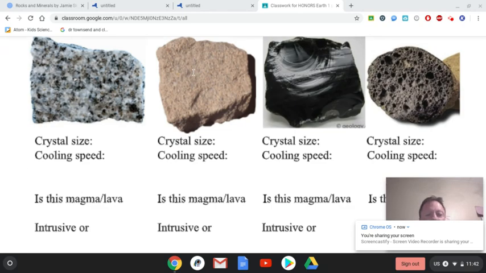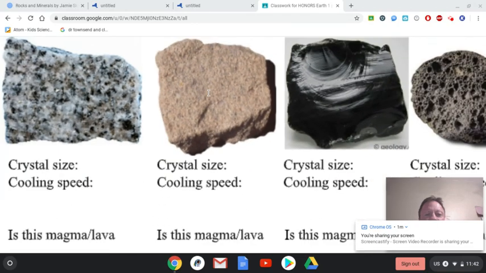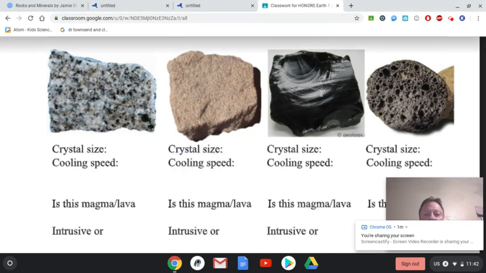This you can see is somewhat like grains of sand-like appearance. And if you have the grains of sand-like appearance, like crystals, those are small. So the cooling speed is what we consider fast. Again, lava, extrusive. And then we have no crystals, no crystals.